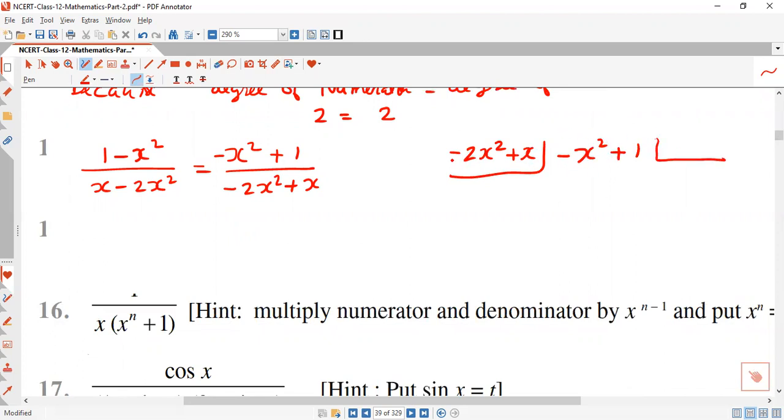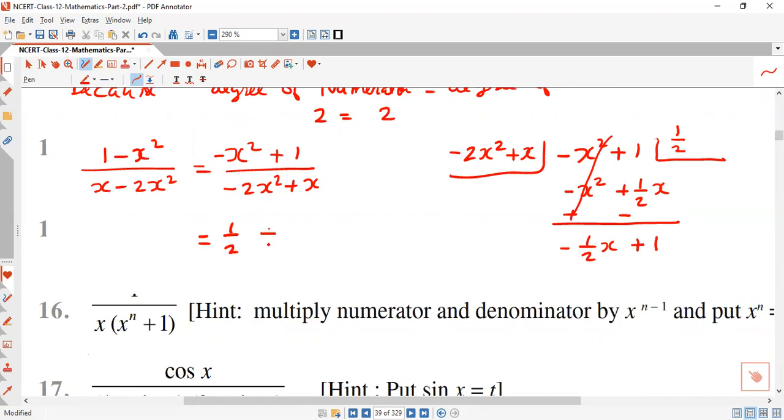Minus x square, we have to remove. This is minus 2x square, I need the half. So it becomes minus x square, and this becomes plus half x. Subtract, change the sign, this cancels out. This becomes minus half x plus 1. So now this expression becomes half plus minus half x plus 1 divided by x minus 2x square.